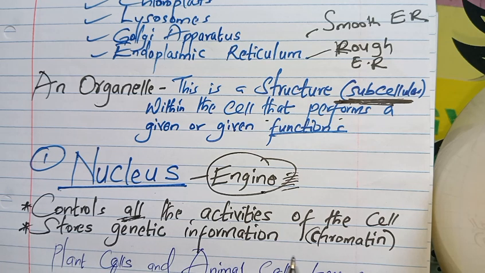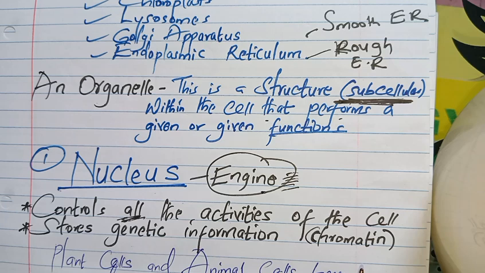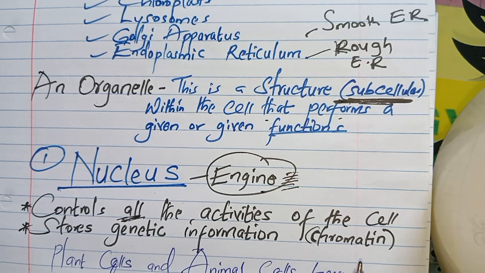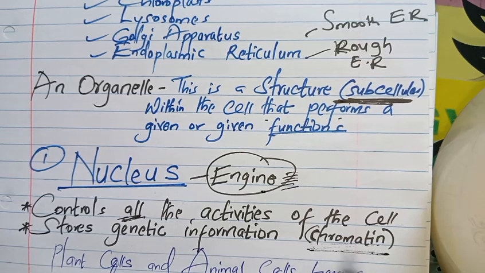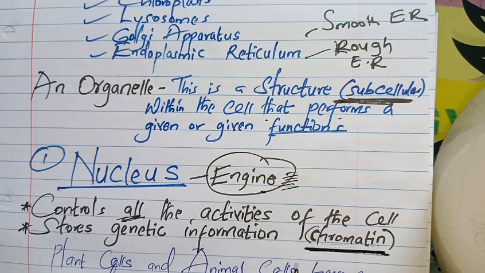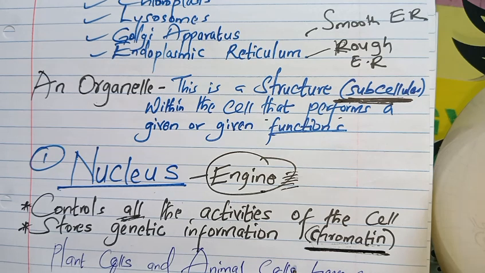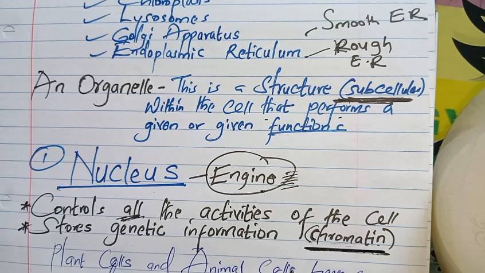Function number 2 of the nucleus is it stores genetic information. Remember, cells are the ones that are responsible in passing characteristics or traits from the parents to the offspring. And for this reason, they have what we call chromatin. This is a genetic material that is found in the nucleus. So it is the function of the nucleus to store that genetic material or information we call chromatin. We shall talk about things like the chromosomes that are found in the cell, but again we shall give a specific position where the chromatin is found.